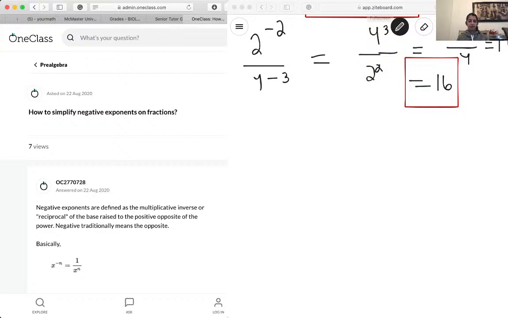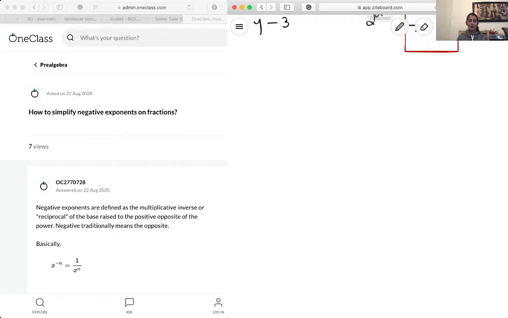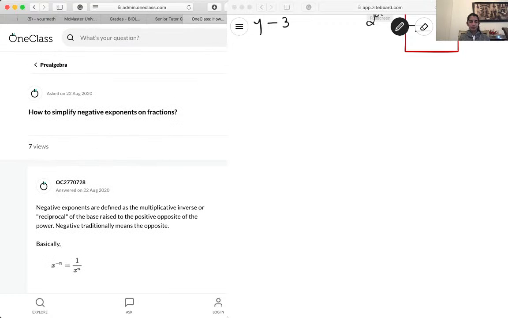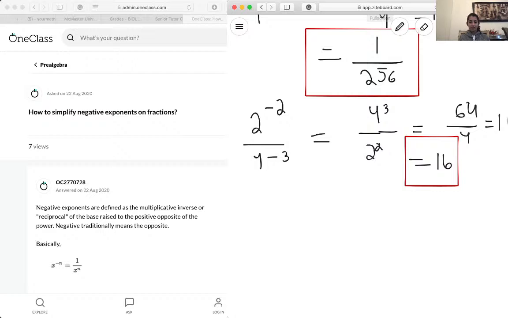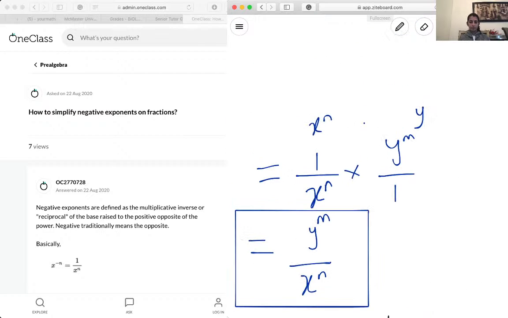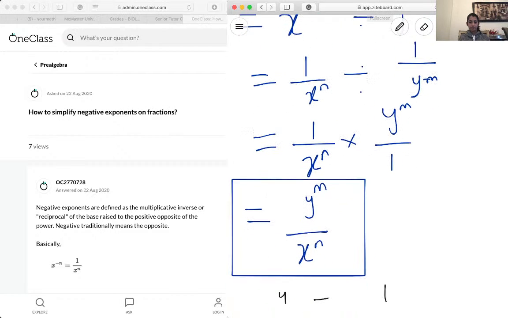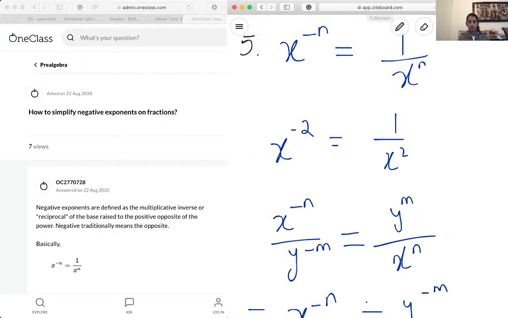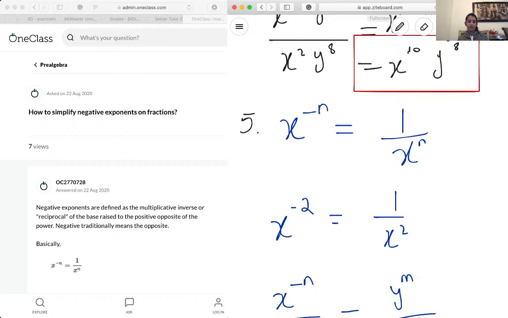How do we simplify negative exponents on fractions? It's kind of like the question that we just did, but a little bit different. Basically the same question over here, actually. So right over here, it's the exact same thing.